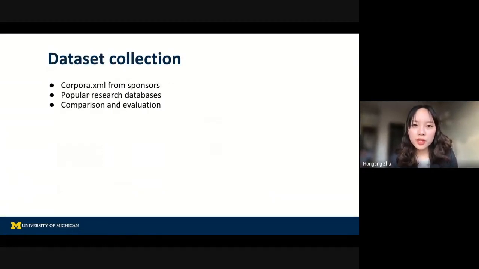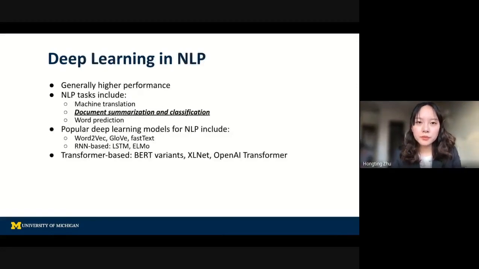We started with dataset collection. We have the corpora provided to us by the sponsors, and we also reached out to find popular research databases composed by professionals in clinical NLP for their research. We did this for comparison and evaluation of our own method. I can't go into much technical detail because it is a sponsored project, so I'll just mention what we did.